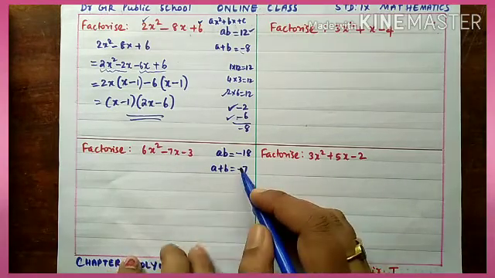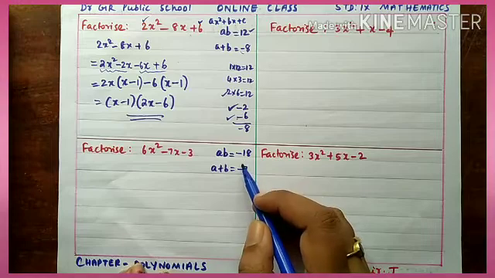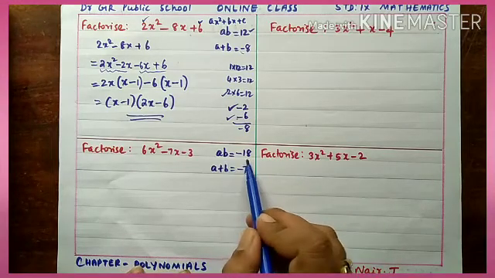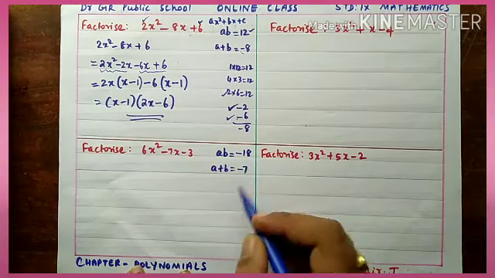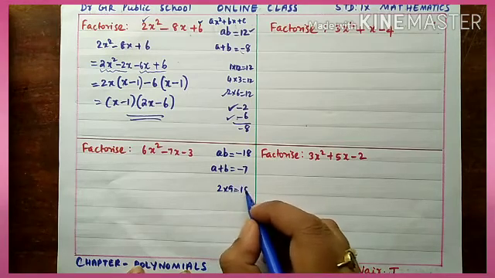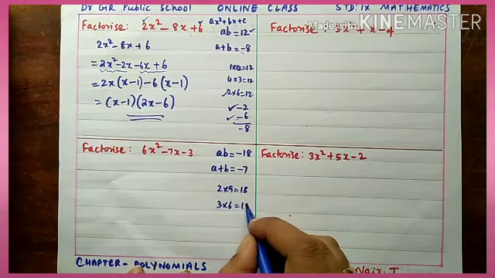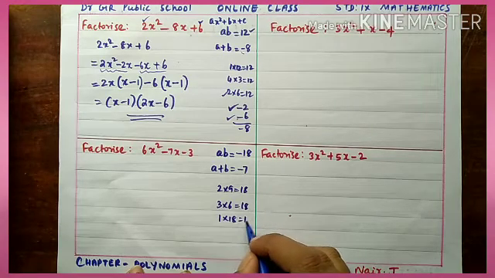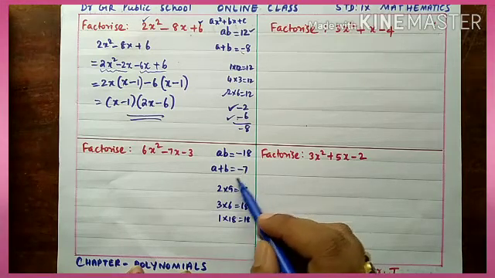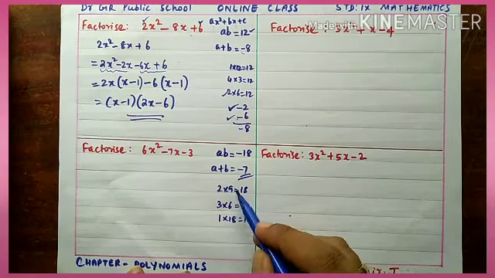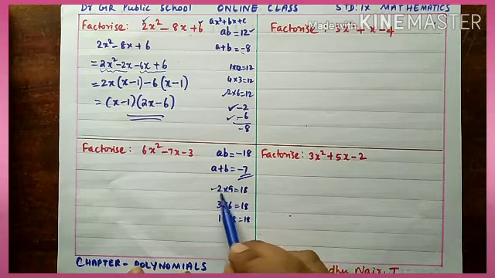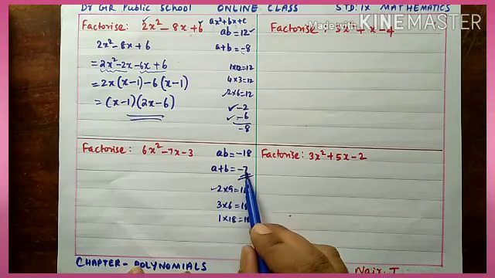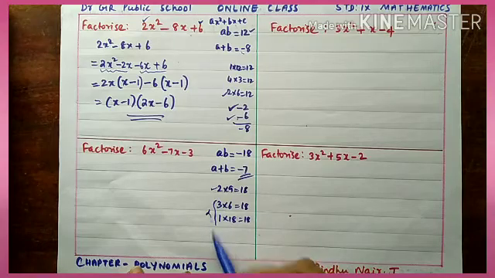Okay, so first you want to write the product value and sum value. Now you see, we want to get the product 18 and sum 7. So what are the factors that form product 18? 2 nines are 18, 3 sixes are 18, 1 eighteen is 18. Correct? So any other combinations? No. So now we want to get the sum minus 7. Which is the more suitable combination to get sum 7? We want to take 2 and 9, correct? Because 9 minus 2 we can get 7, but with the others we cannot get it.